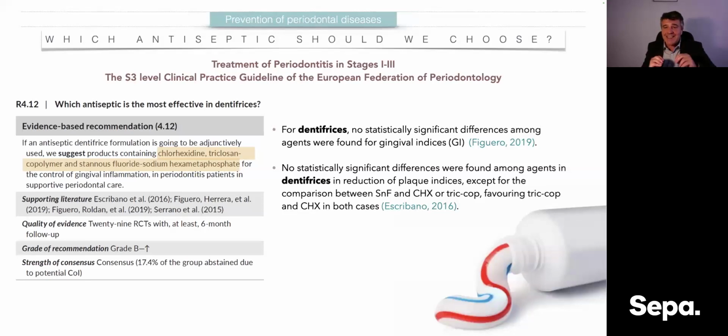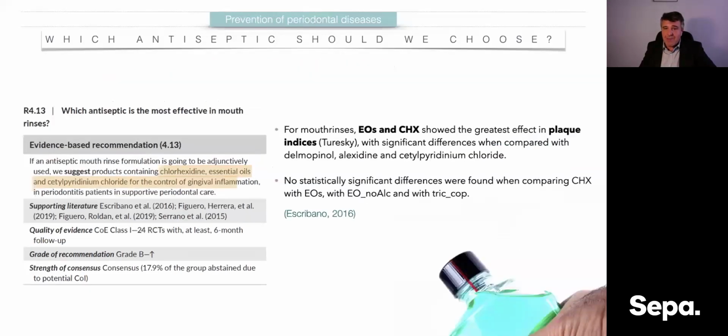the guideline is selecting a number of agents, which are, when it comes to toothpaste, chlorhexidine, but with very limited availability in the market right now, triclosan copolymer, which is not in the market anymore due to the environmental problems of triclosan, and stannous fluoride. And if we look at the mouth rinses, again, chlorhexidine and essential oils are the ones which have demonstrated the highest impact on biofilm levels and gingival inflammation, essential oils, chlorhexidine, and acetylpyridinium chloride. And that is, again, the reason why these were the products suggested in the clinical practice guideline, although this was specific for patients in supportive periodontal care.